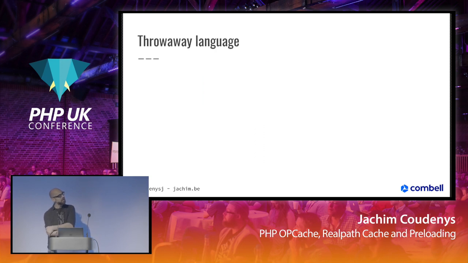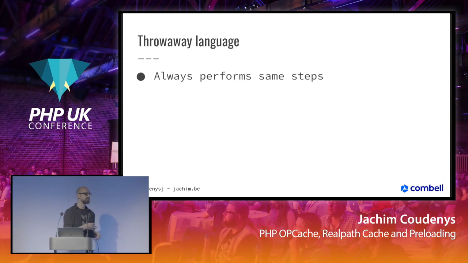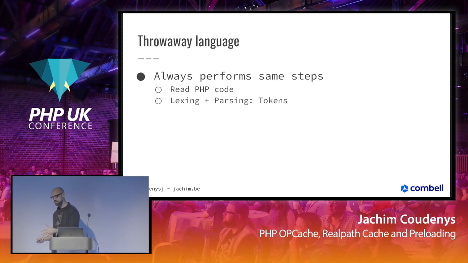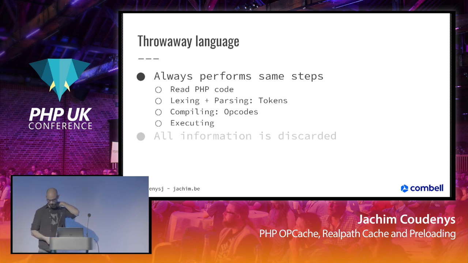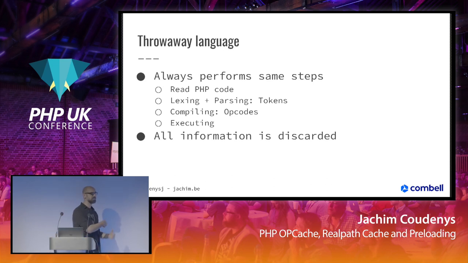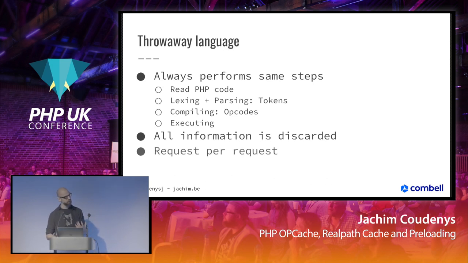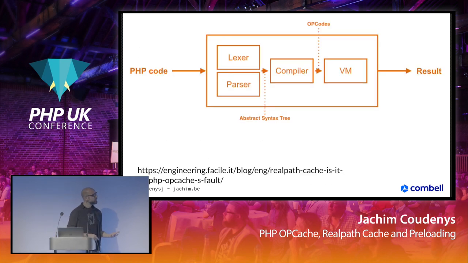As I mentioned before, PHP is fire and forget. It's a throwaway language, so it always performs these steps. It reads the PHP code, it lexes, it creates tokens, then it compiles it and generates opcodes, and then it executes those opcodes. Once that's done, the request is served, all the information is discarded, everything is thrown away. So every request, we have to do that over and over again.